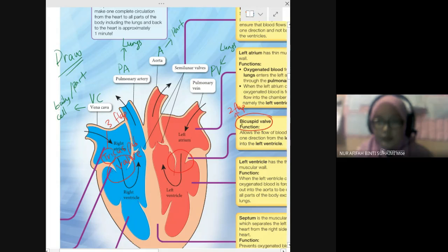This one, bicuspid, means two flaps. So same function, prevent backflow.